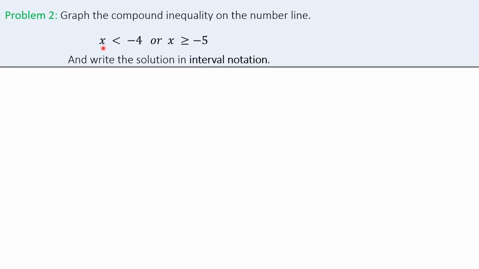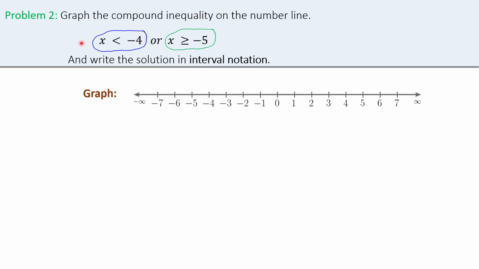In this problem, there is a compound inequality. In the compound inequality, two inequalities are connected by an or. You need to draw the graph of this compound inequality and write the solution in interval notation. First, draw the graph of this inequality. Go to 94. There is no equal sign, so put an open circle. This is less than, so draw a line all the way to negative infinity. This is the graph of this inequality. Next, draw the graph of this inequality. Go to 95.